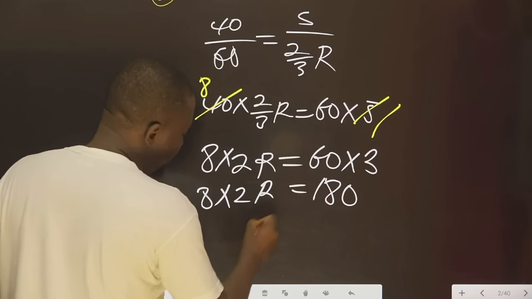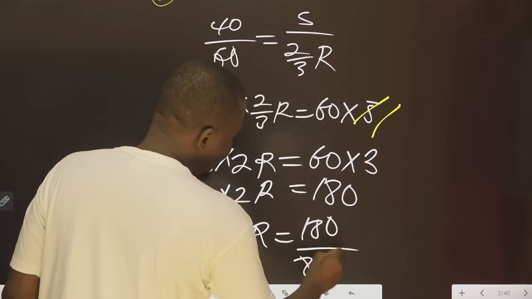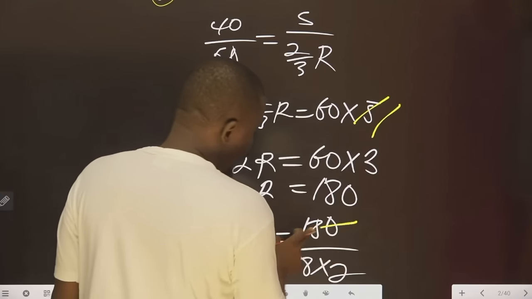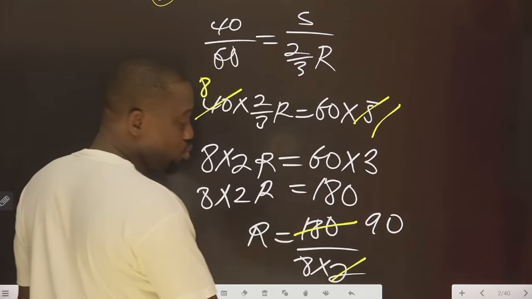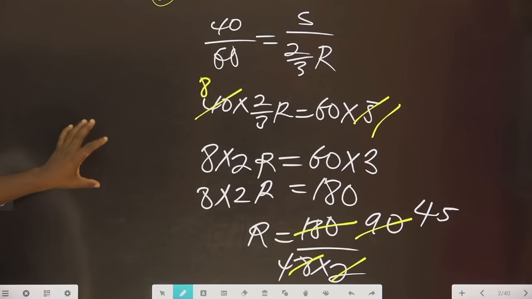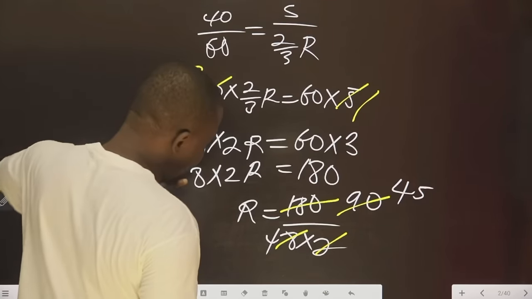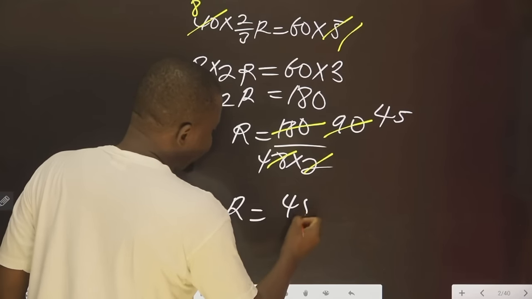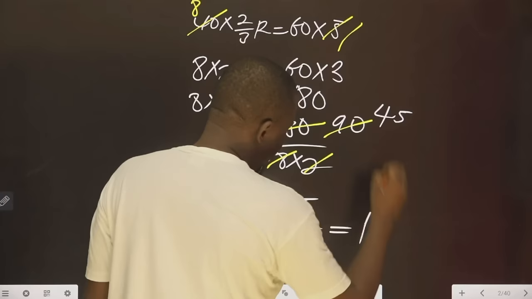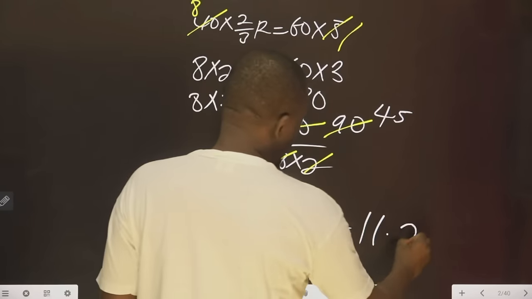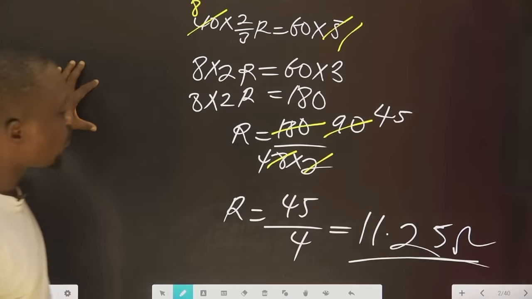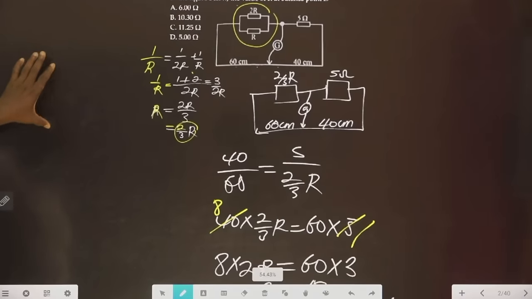Let me just continue. 180 over 8 times 2 to get R. So you agree with me, 2 into this is 90. Cancel this 2, 2 here is 4. That is 45. So what is remaining now is 45 over 4. 4 into 4 is 1, into 5 is 1 remainder 1, that is 2, remainder 0, that is 5. In ohms, that is 11.25 ohms. So as you can see, C is our answer, okay?